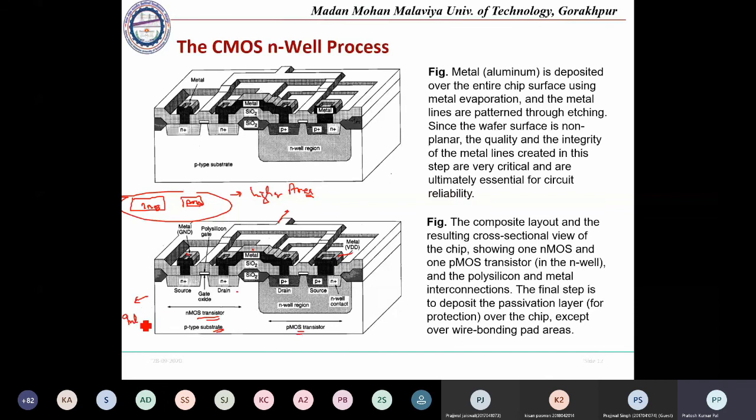So what happens? Interconnect wires, or interconnect area, is there. Based on the wires we are using, there will be different parasitic capacitances. So we should be using a minimum number of wires to connect two circuits, two transistors. So this CMOS has different advantages over a single NMOS or PMOS fabrication and then connection.